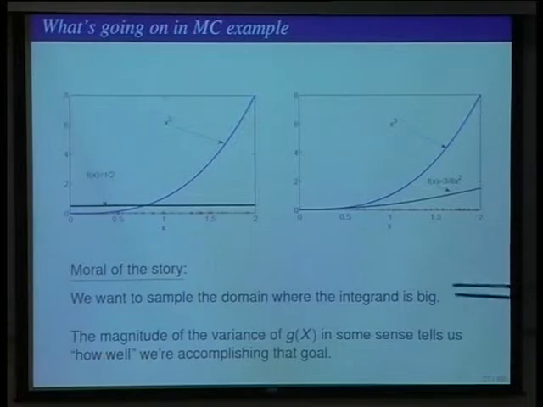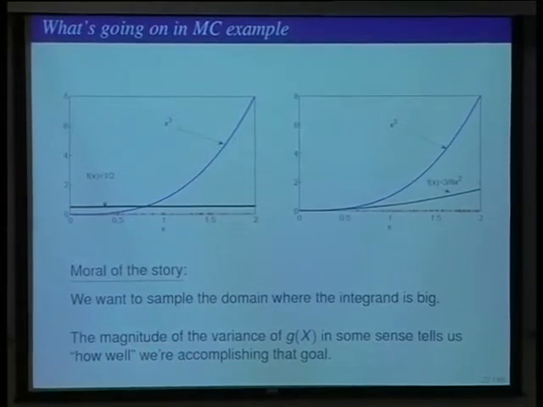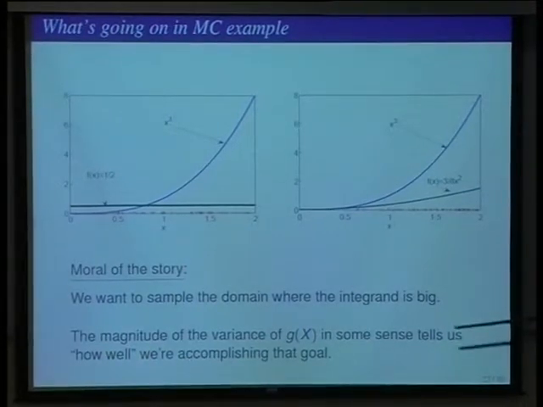Right, so we want to sample the domain where the integrand's big. That's sort of the first moral. And somehow, the magnitude of the variance is in some sense telling us how well we're accomplishing that goal with the F we're choosing. And we'll get to that. We'll talk about that more. Any questions at this point? Comments?